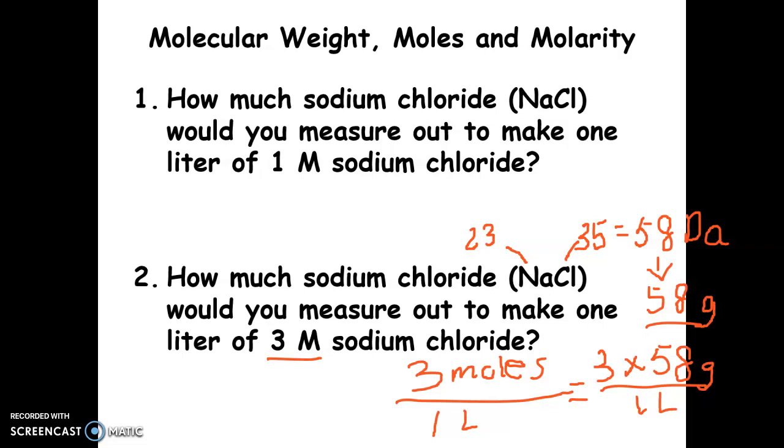So when you do 3 times 58, you'll get 174. So to make 3 molar solution, you will need to add 174 gram of sodium chloride in 1 liter of solution. And that's how you make 3 molar sodium chloride. Okay, so I hope that's helpful.